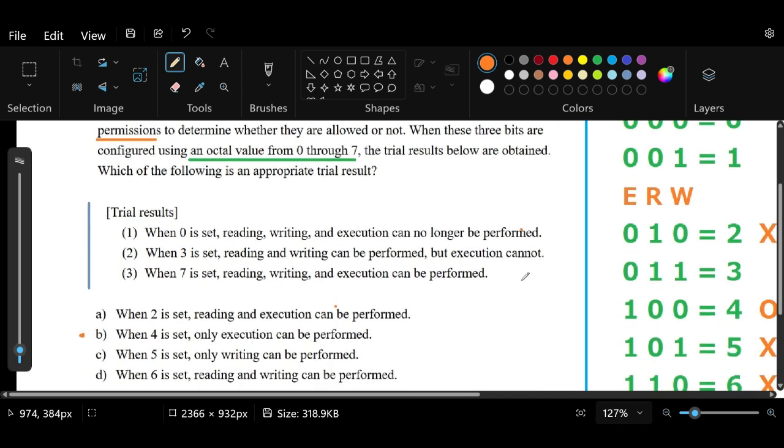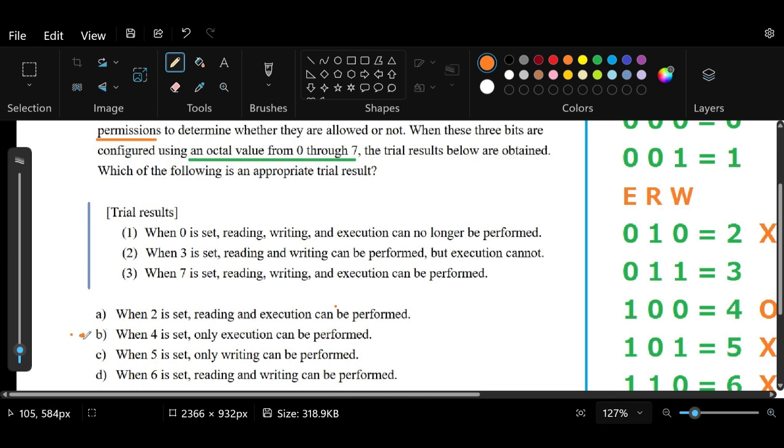Okay, so if we have the trial results here, it says that when 0 is set, reading, writing, and execution can no longer be performed. When 3 is set, reading and writing can be performed, but execution cannot. When 7 is set, reading, writing, and execution can be performed.